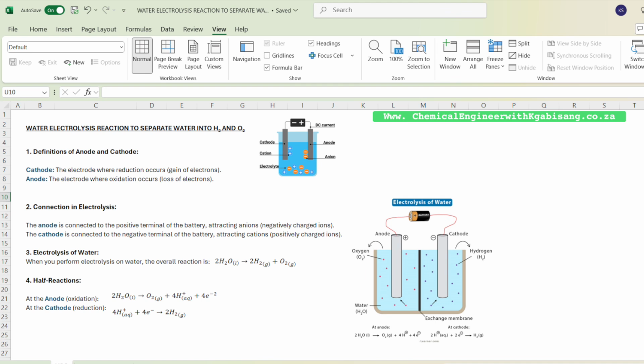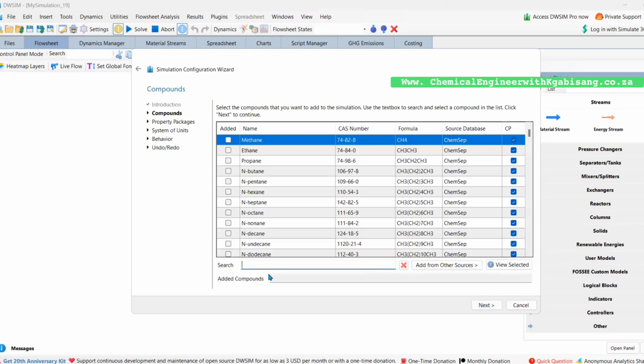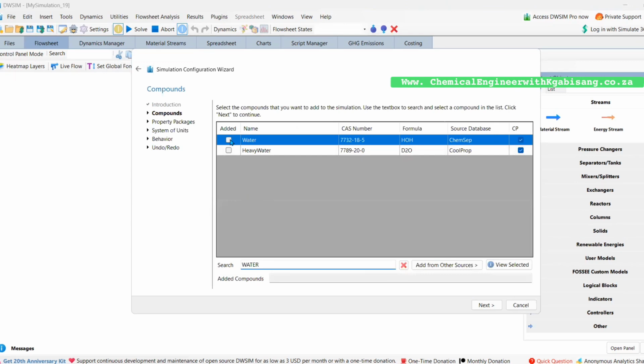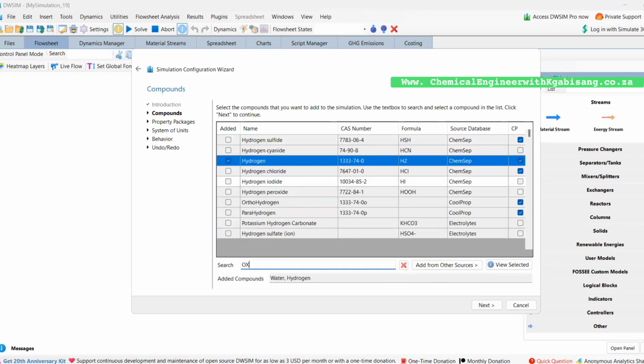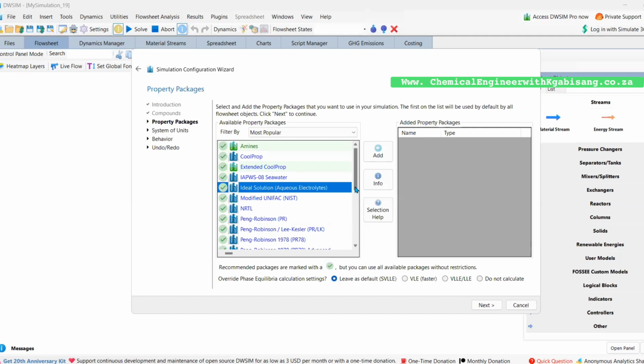Let us be practical. Let us now do the DWSIM simulation. If you open your DWSIM simulator and you click on create new simulation, it will open up this pop-up. So you'll now have to add your compounds, and that will include water. You'll have to add your hydrogen and also your oxygen. Next up, it's your thermodynamic properties. So let us select the most appropriate or applicable thermodynamic property for this particular exercise.